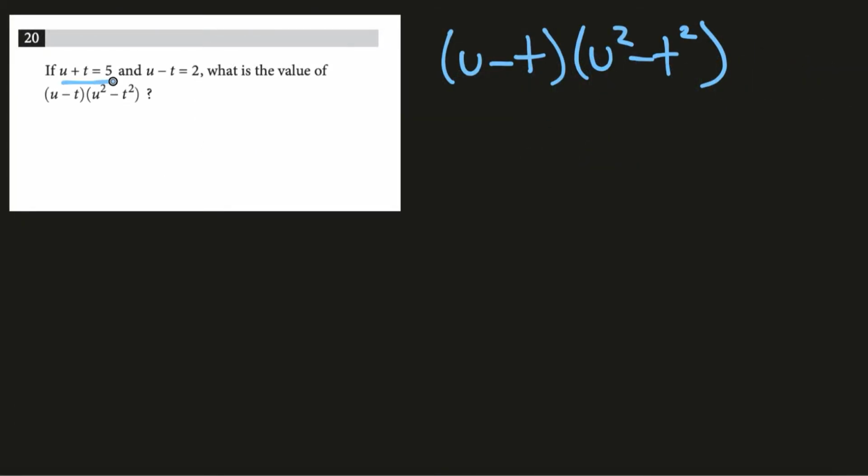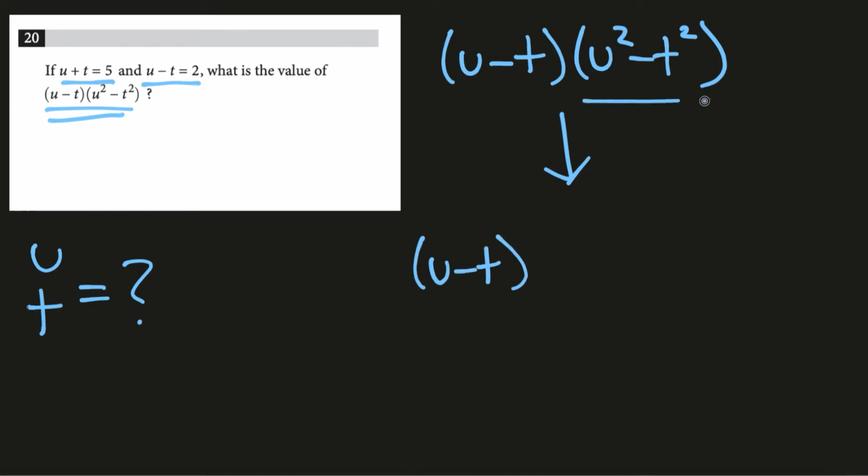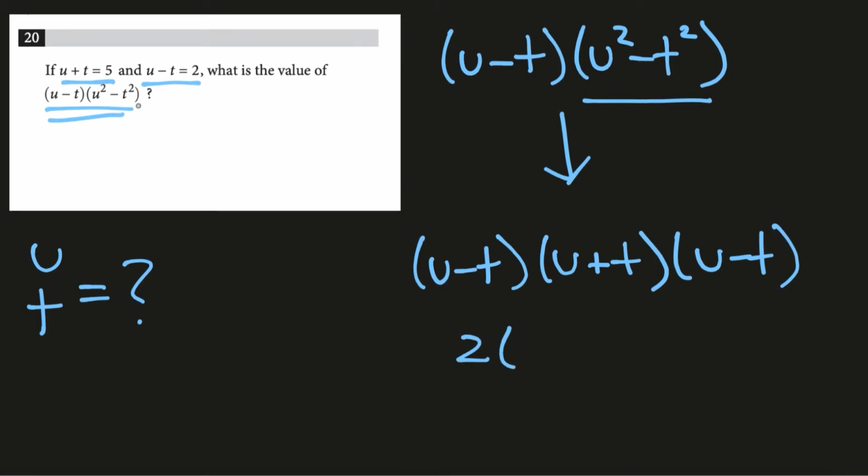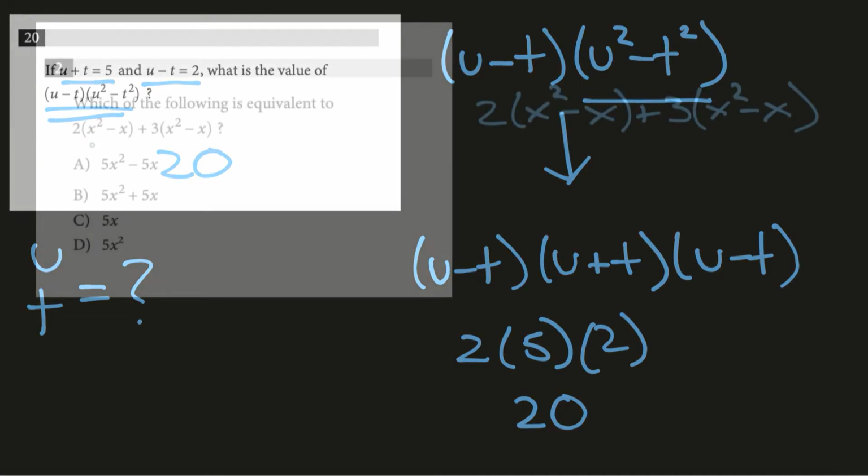This question starts off by giving us the value of u plus t and u minus t, and then asks us to find a compound expression. Normally, we would try to find the values of u and t individually. However, if we take a look at the problem, this expression right here is difference of squares. And since we are given these values, we can see that u minus t is 2, u plus t is 5, and then u minus t, once again, is 2. So our answer would be 20.